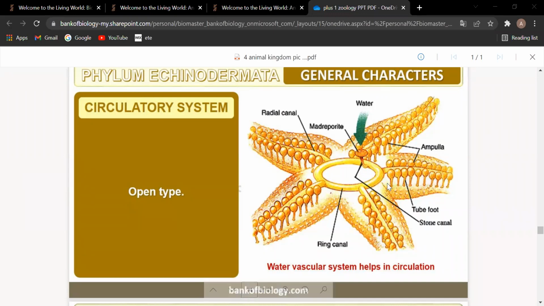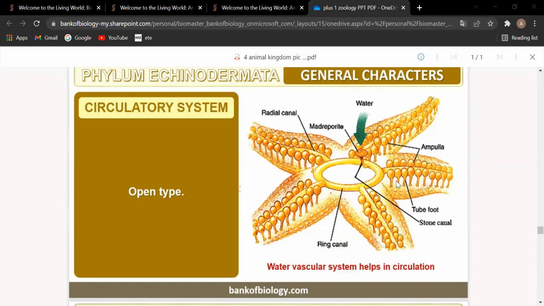Can you see these tube feet? Now the water is going to completely fill the tube feet, due to which the tube feet become swollen. Because of the water pressure generated once they become swollen, they can run or walk using the tube feet.